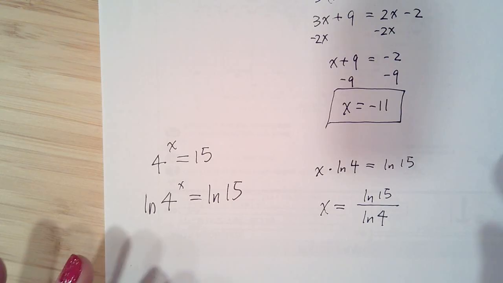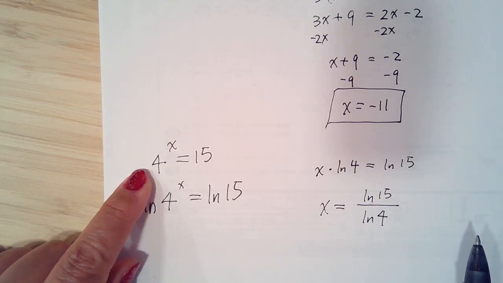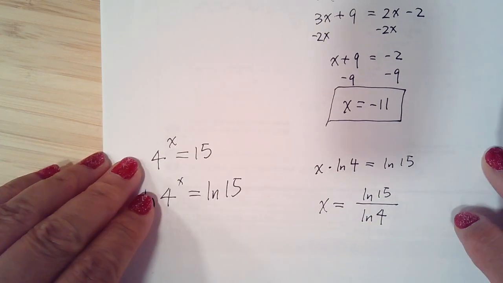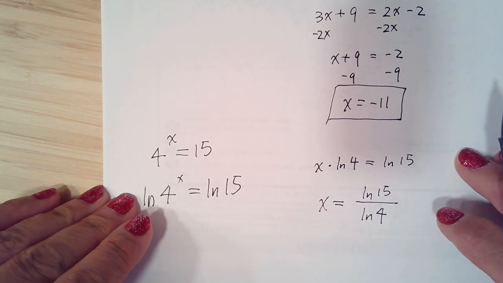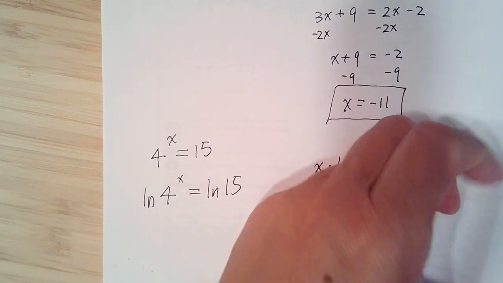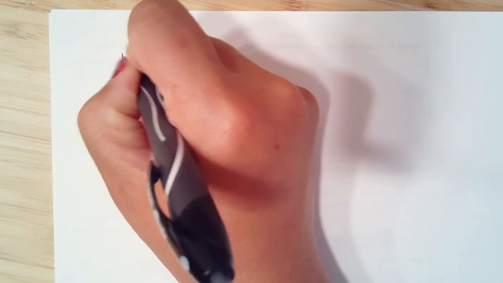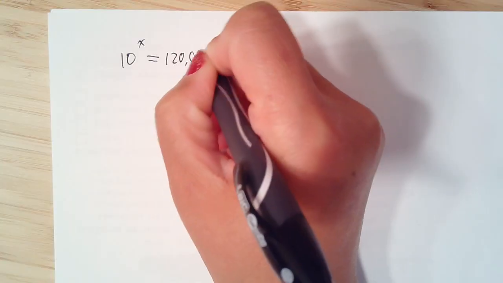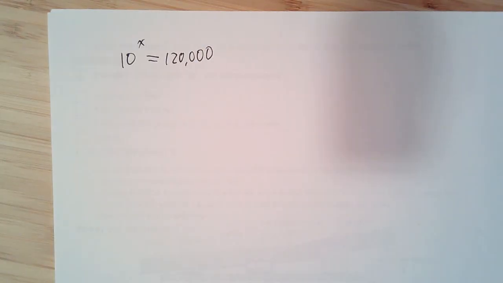Okay, so if you have a question that looks like this, an exponential equation, and it's not very obvious, then what you should do is take ln, or take log base 10. Either way, it should be the same thing. And sometimes you might not have a choice. For example, here: 10 to the x equals 120,000. Solve for x.